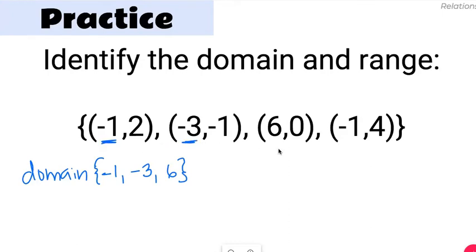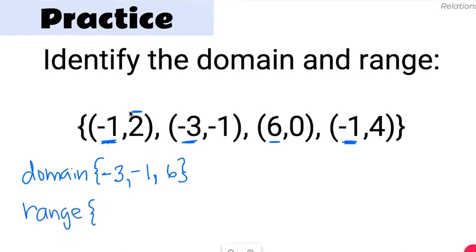If I focus in on my X coordinates, remember we want them in numerical order, so actually, let me fix that. Should be -3, -1, 6. I don't repeat my -1s, not necessary. So take a look at the range.